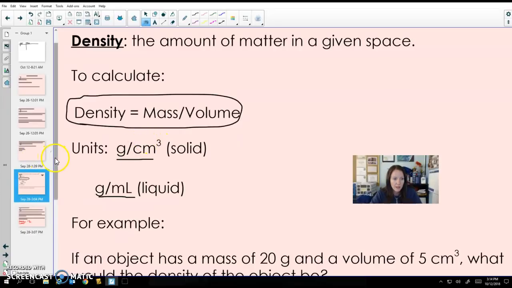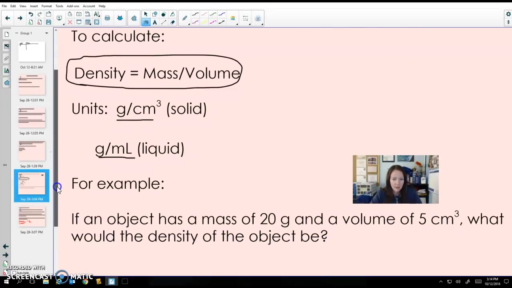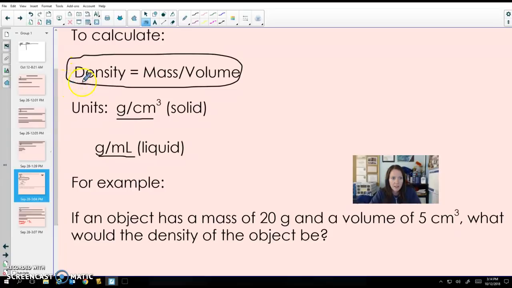Okay. So let's do an example here. I'm going to scan down a little bit. Using this formula, what is the mass divided by volume, or density, of this object if it has a mass of 20 grams and a volume of 4 centimeters cubed? What is the density? So go ahead and pause the video, do that example in your notebook, including putting in the right units. Okay, so you're back now.